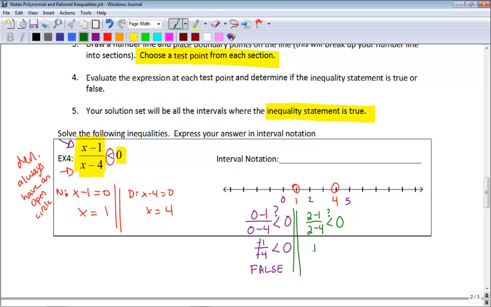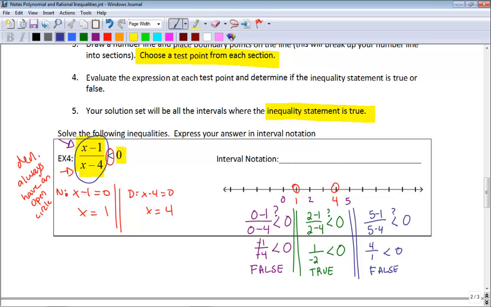Well, 2 minus 1 is 1, and 2 minus 4 is a negative 2. So this is the same as negative a half. Is negative a half less than 0? Yes, that is a true statement. Last one, do 5. So I have 5 minus 1 over 5 minus 4. Is that a number that's less than 0? Again, we're constantly plugging it back into our original inequality. Well, let's see. 4 over 1, is that less than 0? No, 4 is not smaller than 0, so that is false.